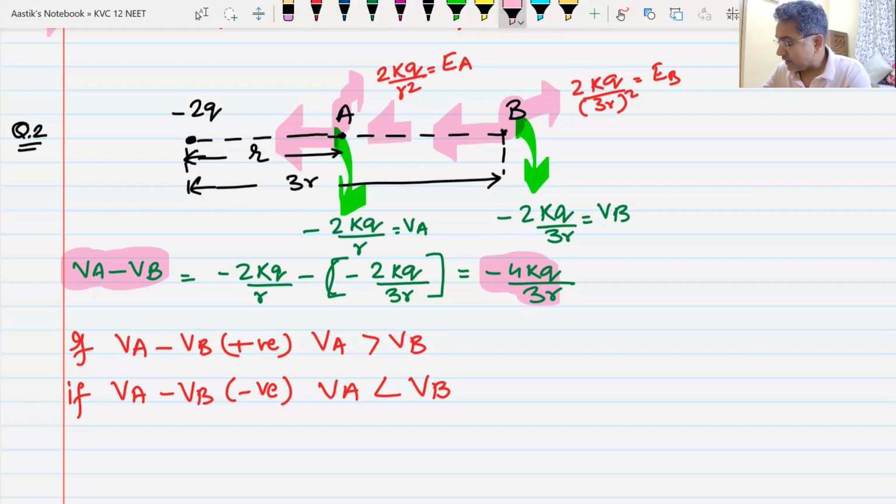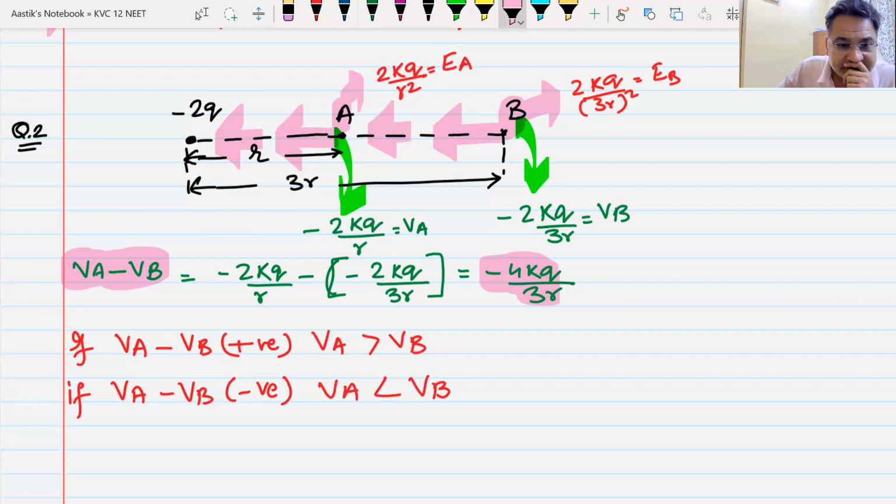And you see electric field lines are going from B to A. So whether it is a positive charge or a negative charge, electric field lines will always go from a point of higher potential to lower potential. Do we understand this? Yes or no? Yes, sir. Shall I move ahead?